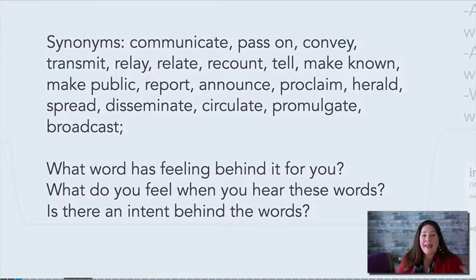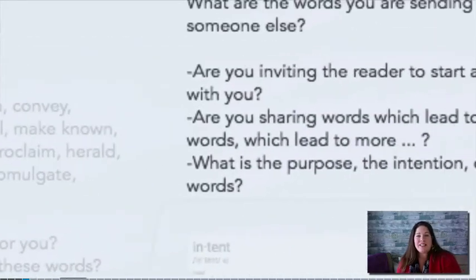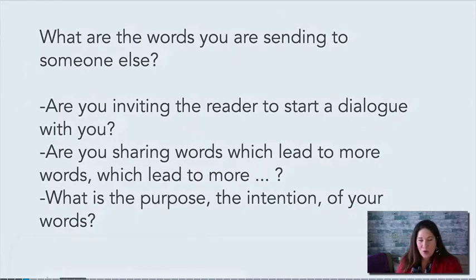If I'm relaying something or if I'm telling something, is there an intent? Does there need to be an intent behind that? So the reason for this is, what are the words that you're sending to someone else? Think about just for a moment, and we're going to go through this from so many different angles, but really think about, are you inviting the reader to start a dialogue with you, to converse with you? Are you sharing words that would lead to more words, which then lead to more words? And what is the purpose? What is the intent behind those?